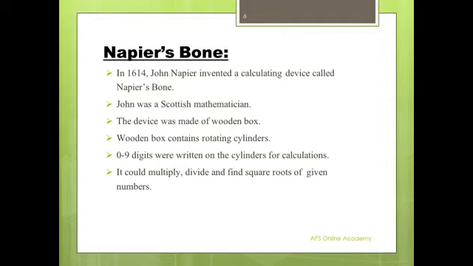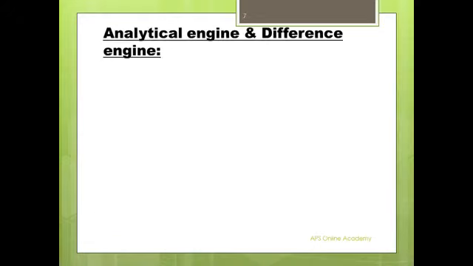If we compare it with the abacus, abacus was made of wooden frame and Napier bone is made of wooden box. Abacus contains parallel rods and Napier bone contains rotating cylinders. The parallel rods in abacus contain wooden beads to perform calculations, and in Napier bone rotating cylinders contain 0 to 9 digits to perform calculations. Another invention of John Napier was he invented logarithm.